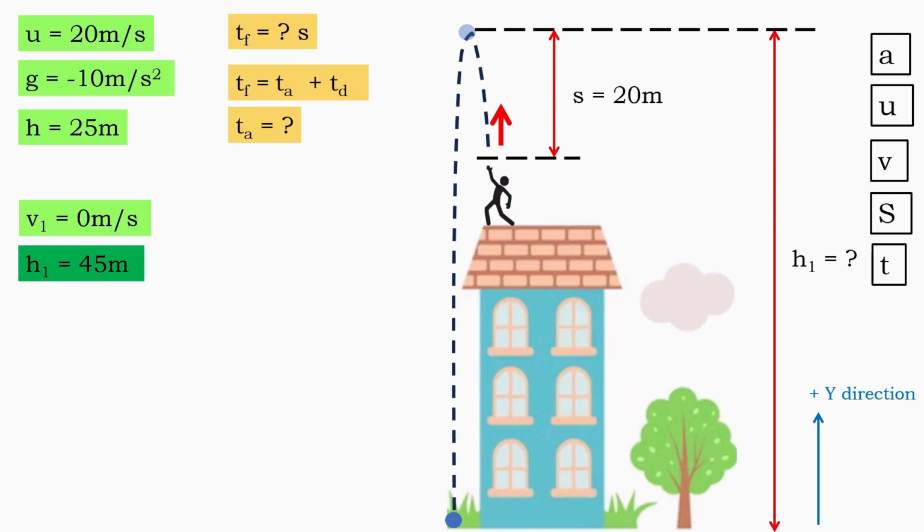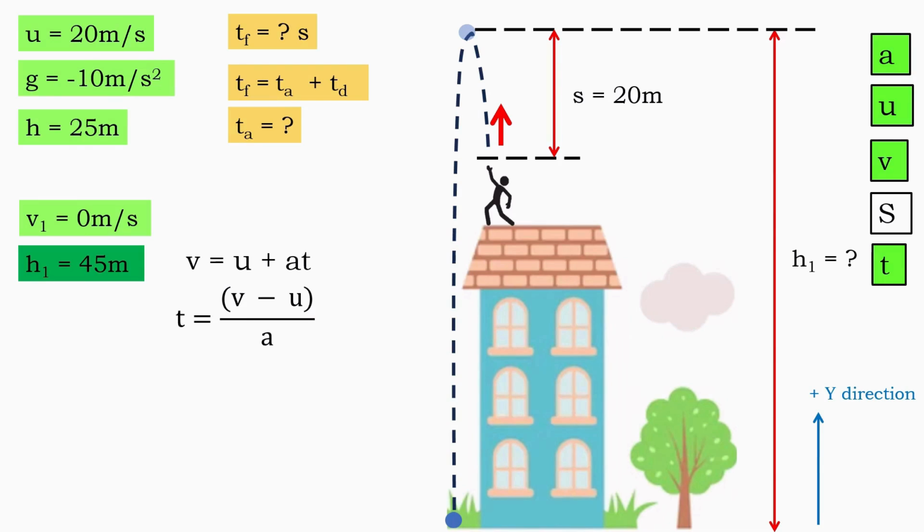For the upward motion, we know that the final velocity at the highest point is 0 meters per second. The initial velocity is 20 meters per second. The acceleration is minus 10 meters per second squared. We are required to find the time of ascent. The equation that relates these quantities is the first equation of motion. V equals u plus at. Let us rearrange this equation to make time the subject. This gives t equals (v minus u) divided by a.